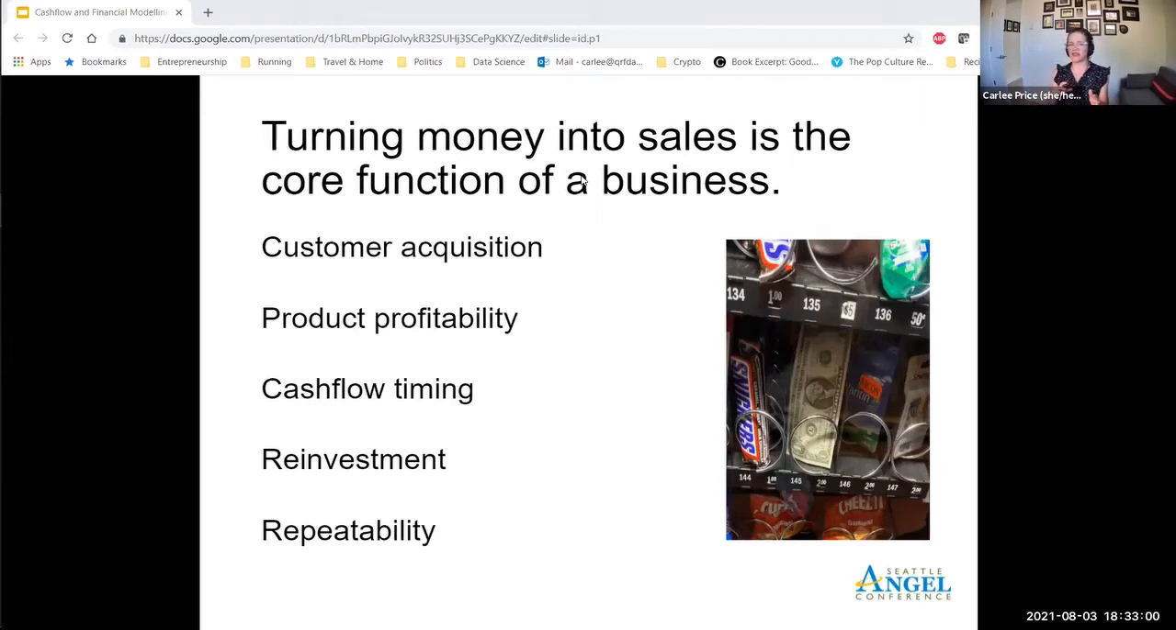So when we start to think about modeling, what we're thinking about specifically is how the money flows in and out of your business. This is as unique to you as any other element of your business and can also be a competitive advantage. If you understand this well, if you work to make these numbers strong, and if you have strong and repeatable numbers, you will literally be unstoppable. So here we're talking about customer acquisition, product profitability, the timing of cash flows, reinvestment, and then repeatability.